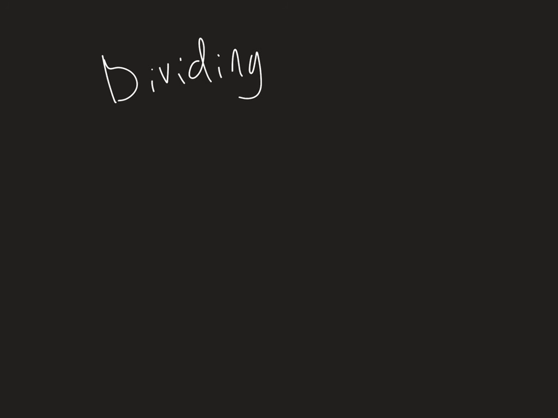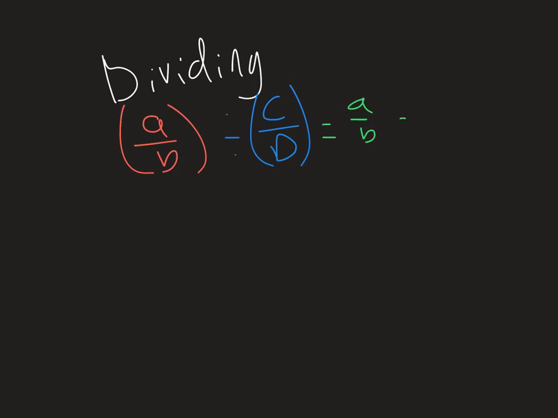Now let's talk about dividing. Dividing is a little different. So if we think about division, and again, let's do our a over b divided by c over d. Division is a little different. It's the inverse of multiplication. But we could say that this is the same thing as a over b times d over c, perhaps.